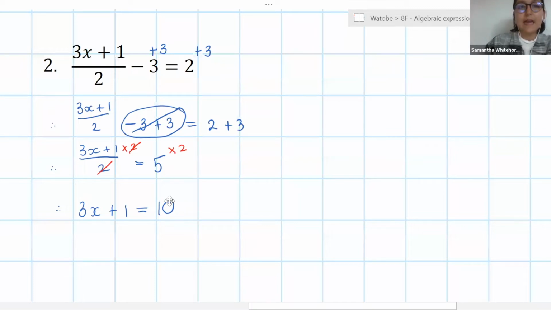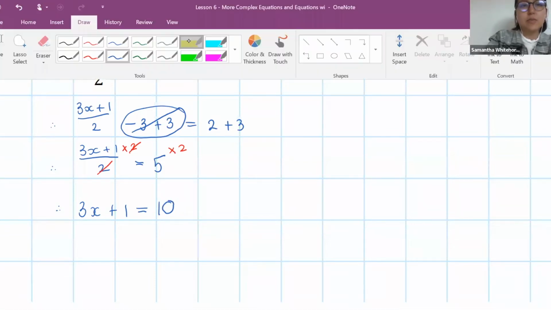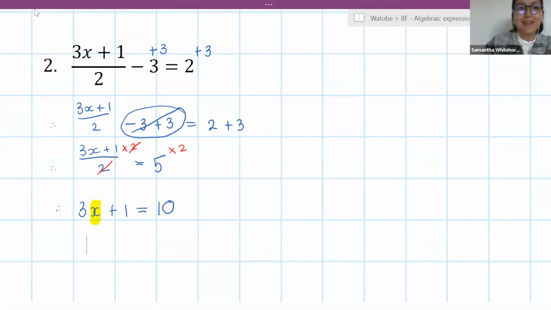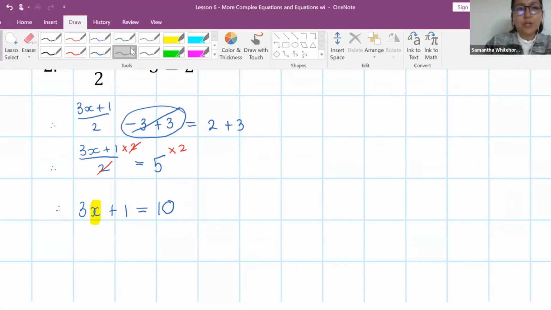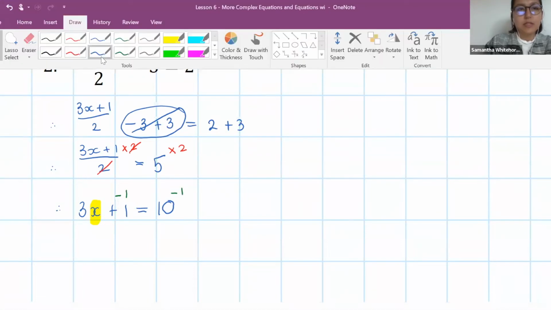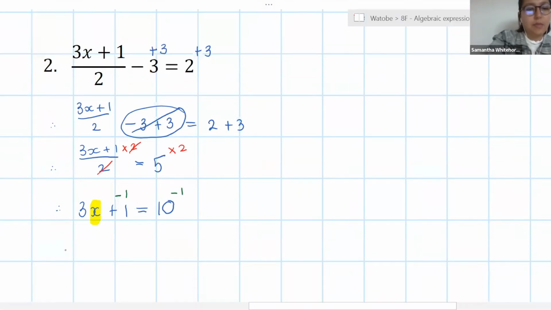Okay, now we're going to start to see, all right, well, here my x variable is. I still need to try and get that completely alone. So I'm going to have a look and say, okay, let me subtract 1 on both sides, because then that's going to leave me with just the x term on the left. When I subtract 1 on both sides, I'm going to end up with 3x is equal to 10 minus 1, which we know is 9.